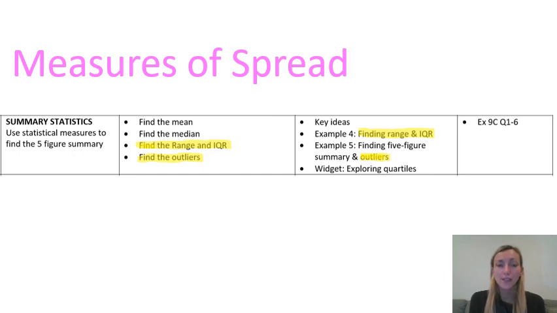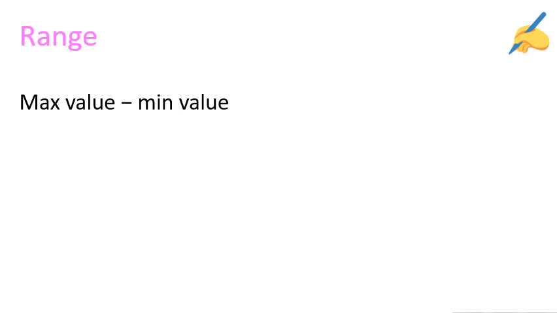It is still in the first lesson of the planning document and is from exercise 9C. We will cover range, interquartile range and outliers. You will need to copy these notes into your book.